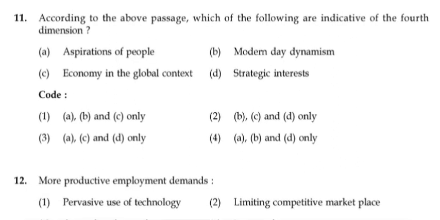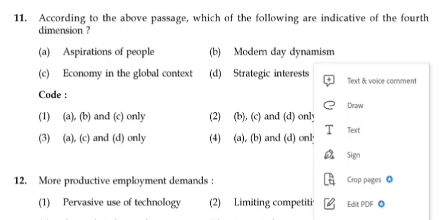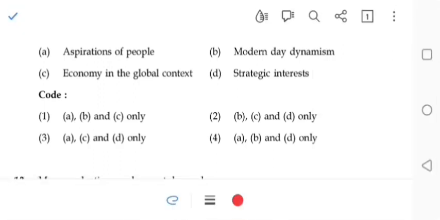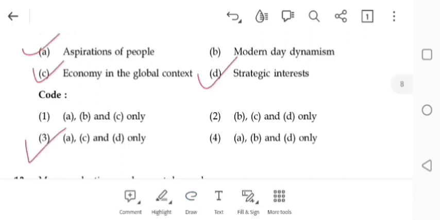Number 11 says, according to the above passage, which of the following are indicative of the four dimensions? Aspirations of people, modern day dynamism, economy in the global context, strategic interests. A, B, C; B, C, D; A, C, D; and A, B, D. So 11 will be number 3. That means aspiration of people, economy in the global context, strategic interests. A, C, and D. That means code D will be correct.